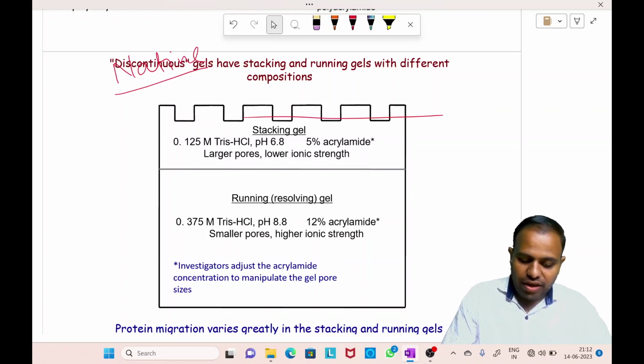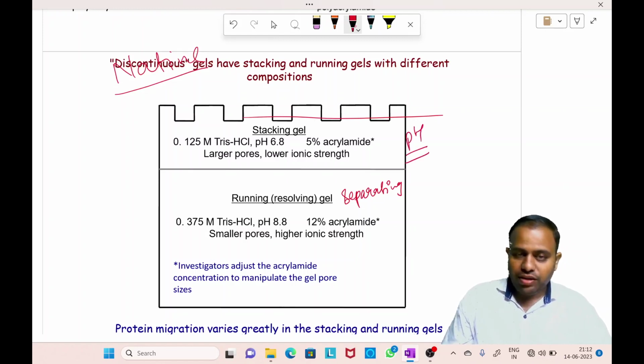The stacking gel and the resolving gel, also called the separating gel, have different functions. The composition is different, plus the pH difference is also there. This pH difference helps in separation of protein. Now I am going to tell you exactly how the proteins are separated based on this.